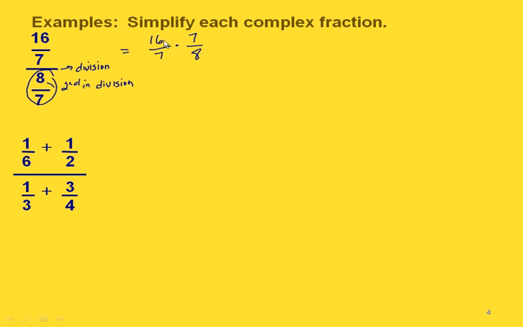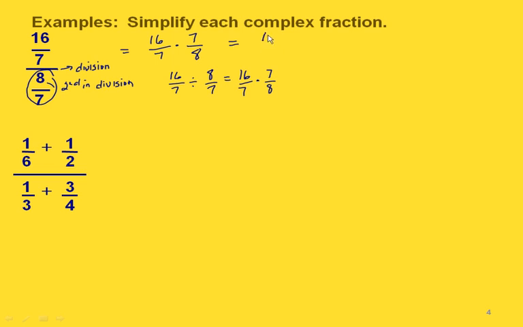So this is kind of a shortcut. If this skips too many steps for you, then you can go ahead and write this out to start with as a division problem. So write this out as 16/7 divided by 8/7, and then you can do the step of turning this into a multiplication and flipping over your fraction. So either way we're going to get to the same place here.